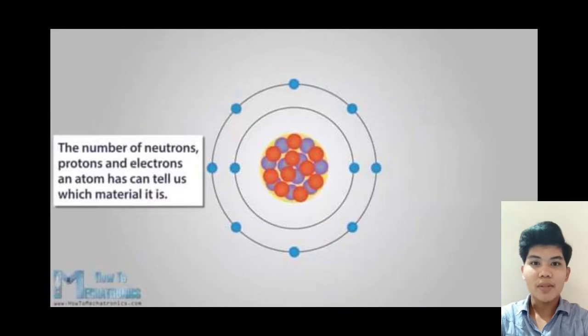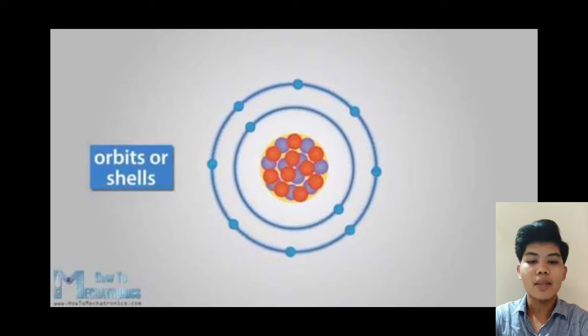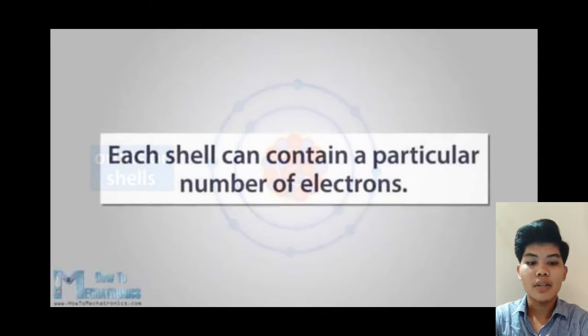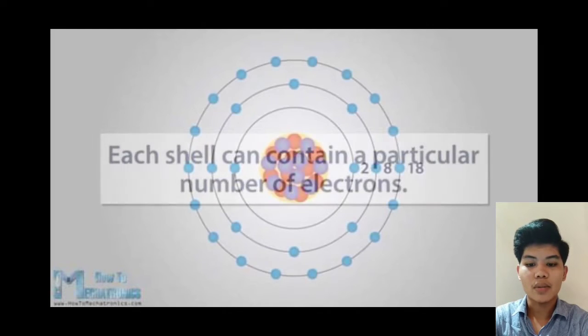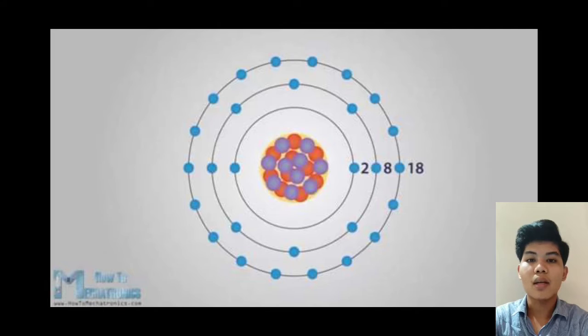The number of neutrons, protons, and electrons an atom has can tell us which material it is. They move around the nucleus in circular orbits or shells. Each shell can contain only a particular number of electrons. The first shell can hold up to 2 electrons. The second shell can hold 8 electrons, and the third shell can hold up to 18, and so on.